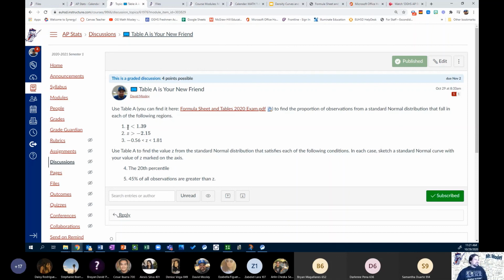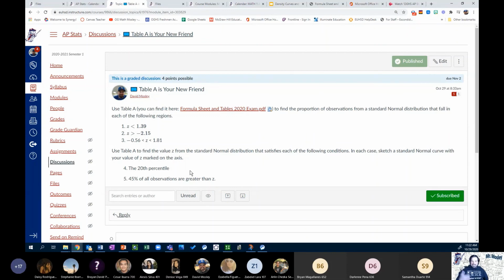So you're going to do where there's a z-score less than 1.39. So what proportion of observations are less than 1.39? What proportion of observations are greater than negative 2.15? And what proportion of observations are greater than negative 0.56 but less than 1.81? That's the first three. So in the first three, you're just figuring out these values using table A and a little bit of arithmetic. The second part here, you're going to use table A to find the value Z from the standard normal distribution that satisfies each of the following conditions. In each case, sketch a standard normal curve with your value of Z marked on the axis.